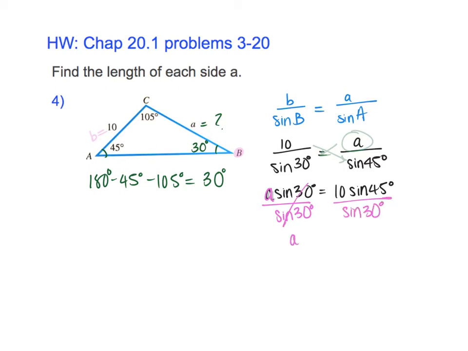So that means A equals this piece right here. I'm going to have to use my calculator to calculate this. Make sure your calculator is in degrees. So figure out what 10 times sine of 45 degrees divided by sine of 30 is, which gives me approximately, if I round to 2 decimal places, 14.4. So it looks like A is about 14.4.